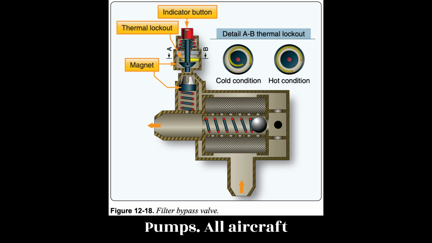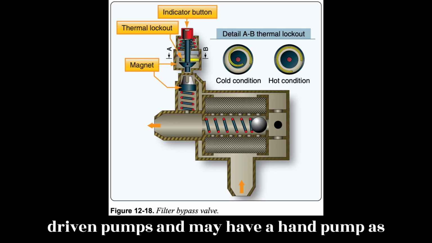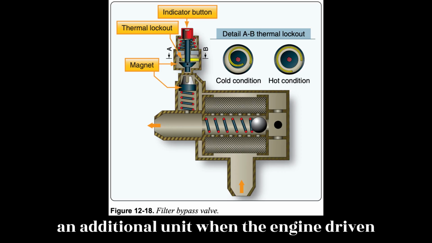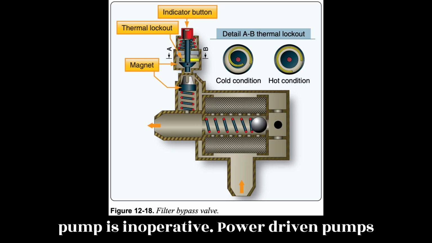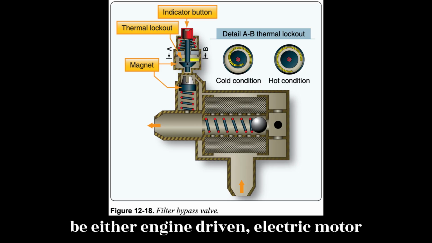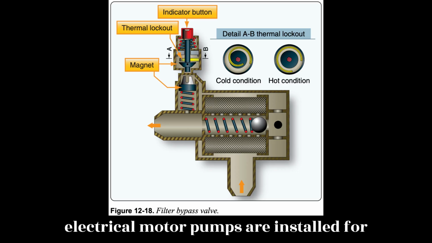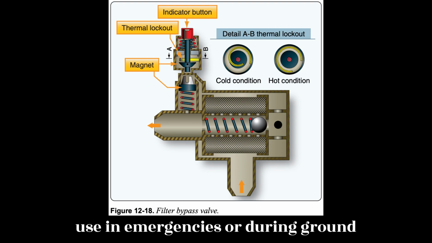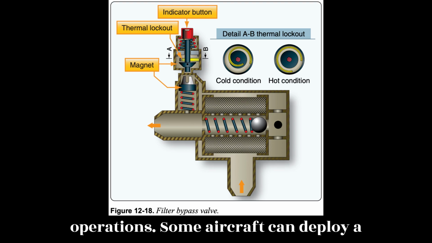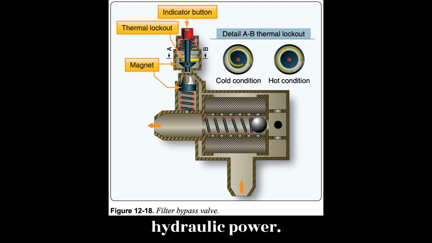Pumps. All aircraft hydraulic systems have one or more power-driven pumps and may have a hand pump as an additional unit when the engine-driven pump is inoperative. Power-driven pumps are the primary source of energy and may be either engine-driven, electric motor-driven, or air-driven. As a general rule, electrical motor pumps are installed for use in emergencies or during ground operations. Some aircraft can deploy a ram air turbine, RAT, to generate hydraulic power.